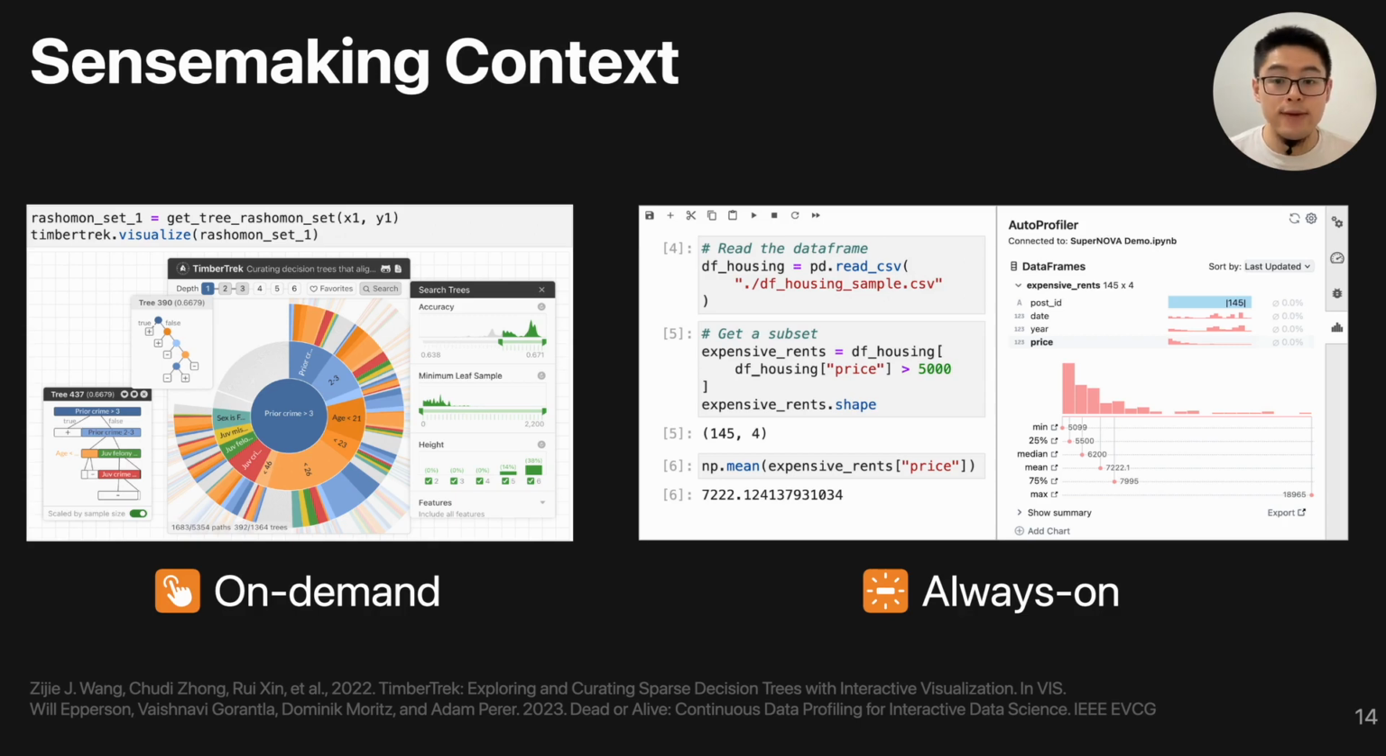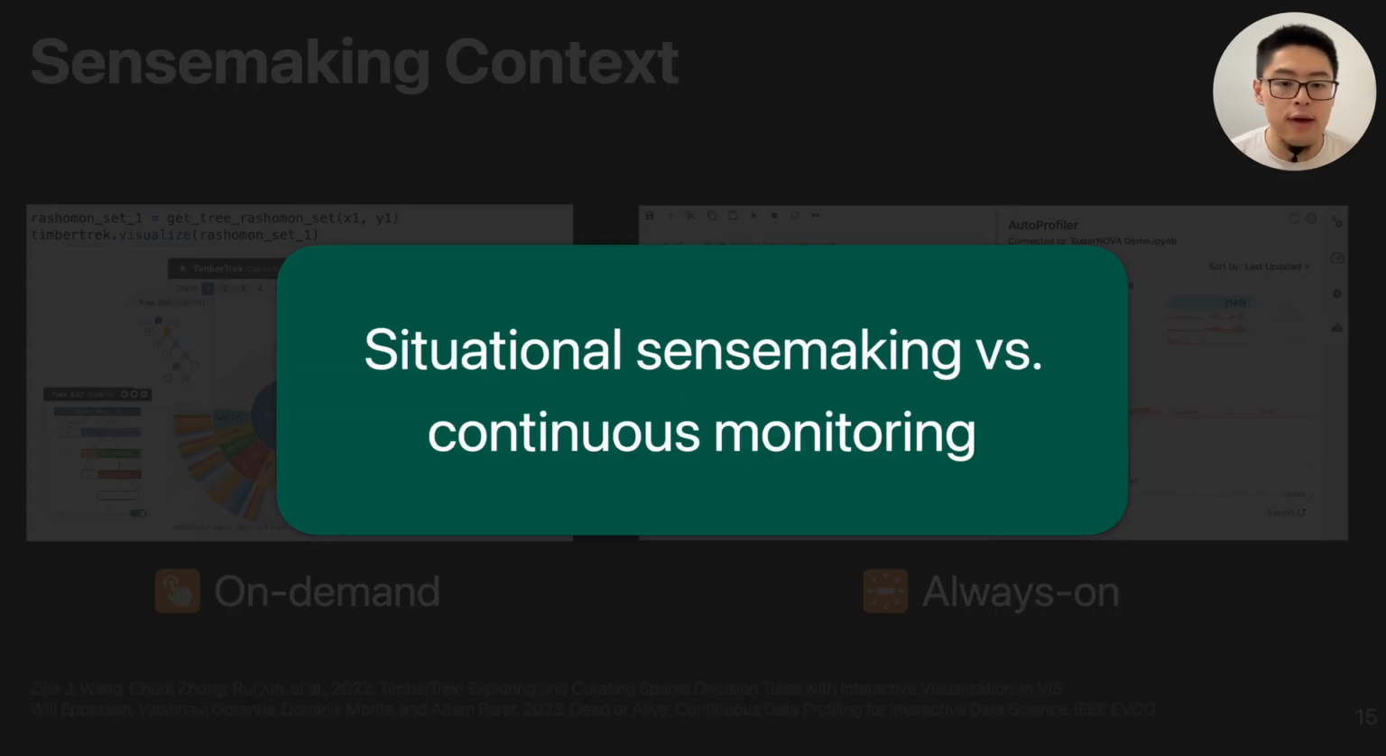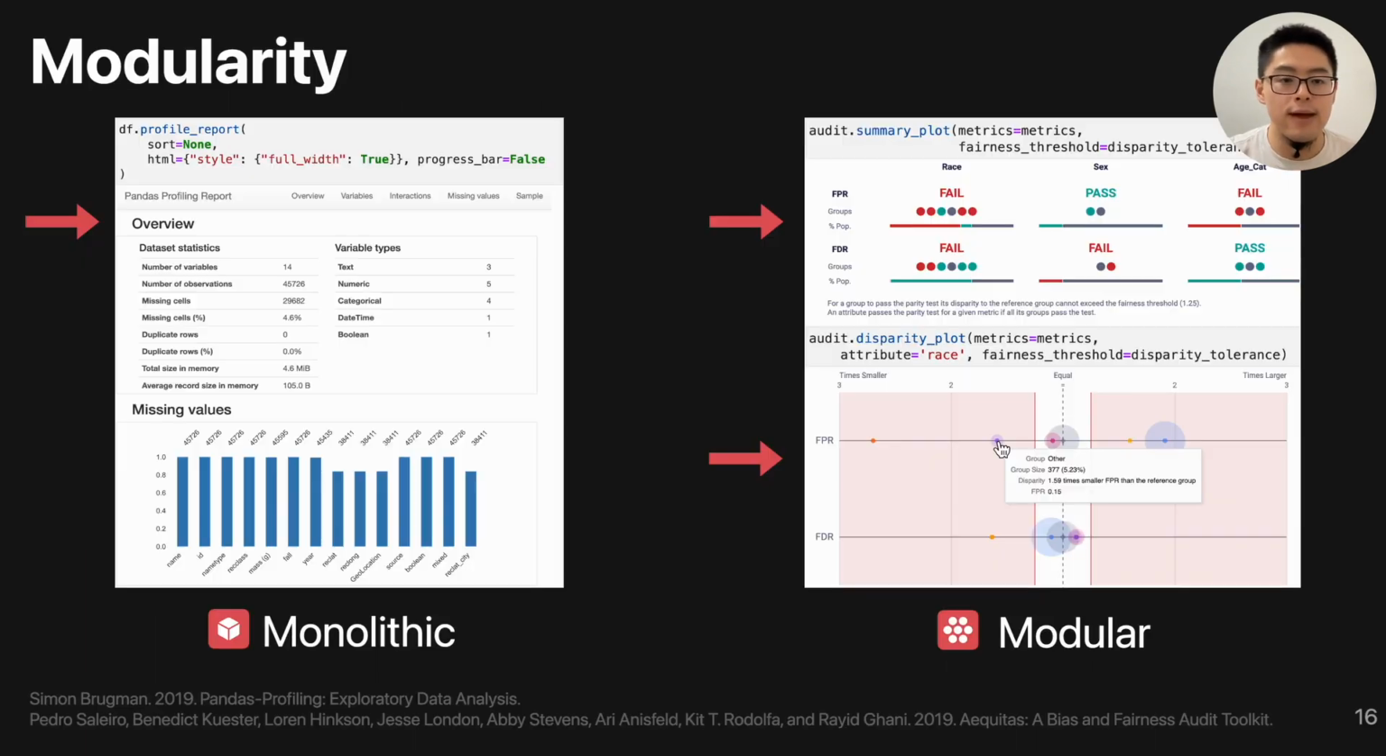Regarding the sense-making context, we see two different display styles: on-demand and always-on. For on-demand, we see the visualization right below the code cell, so it scrolls with the user's notebook. However, with always-on visualization display, the visualization is displayed maybe on the side or on the bottom of the notebook, so you can always see it. Designers can think about situational sense-making versus continuous monitoring when choosing their display styles.